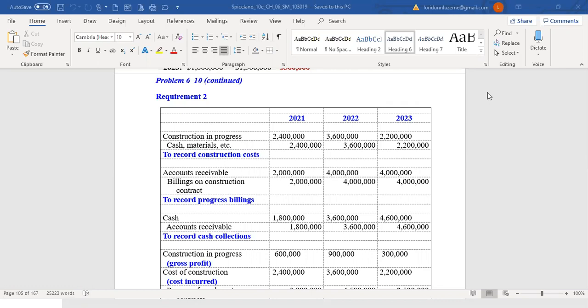So instead, we credit, you could look at it as a contra account to the construction in progress, billings on construction contract. Construction in progress is an inventory account where we store the costs. It's like work in process. We store the costs of construction so far that we're still working on. Then when the county sends us money, we'll debit cash and credit accounts receivable.